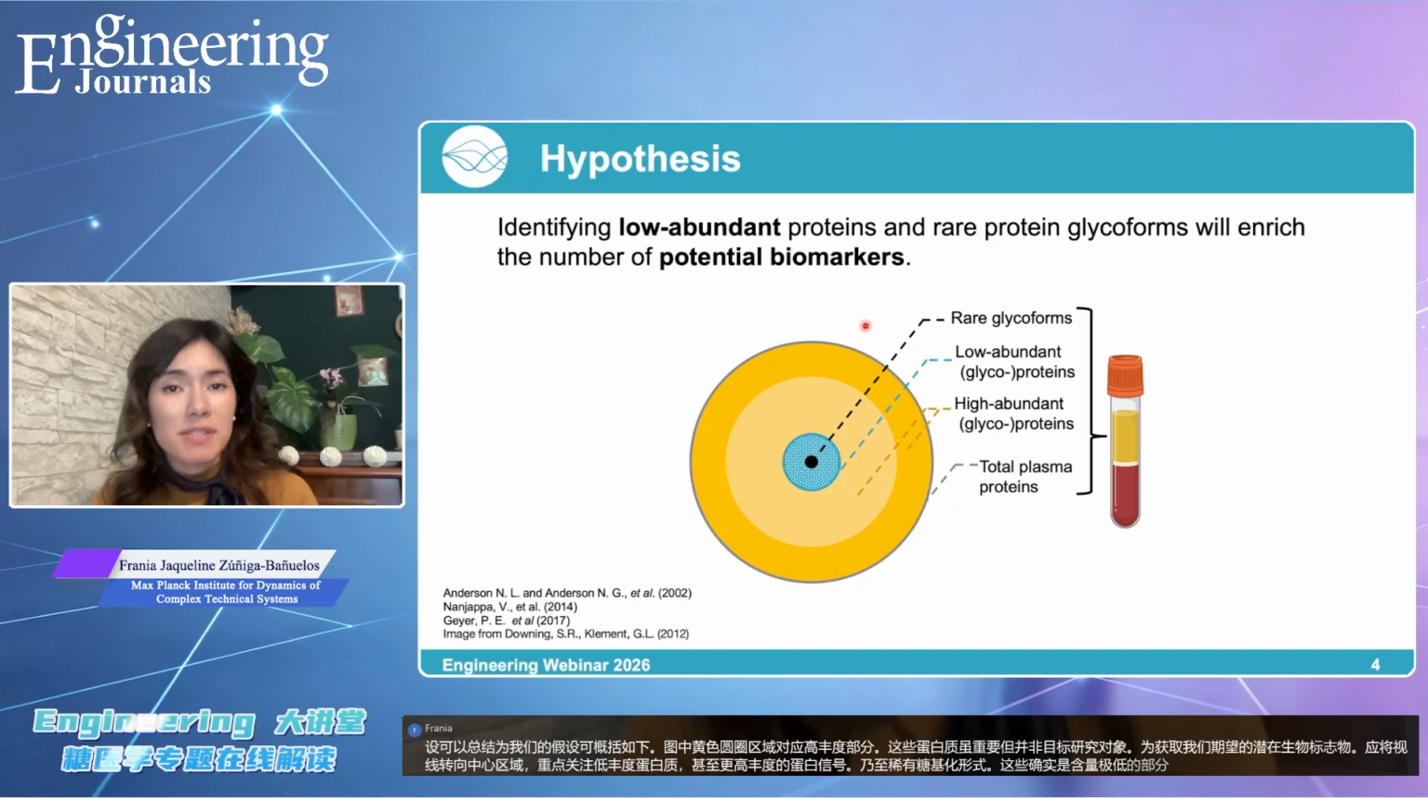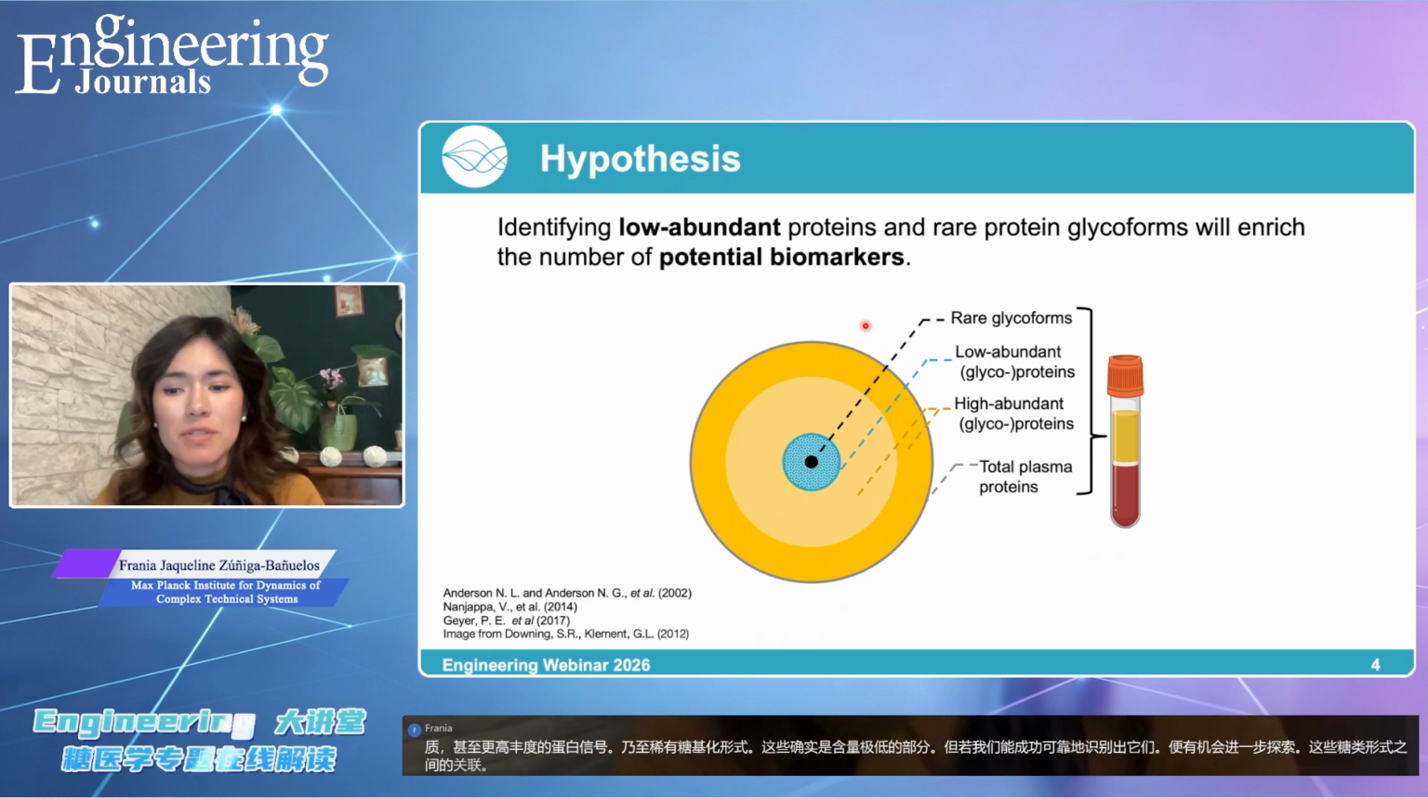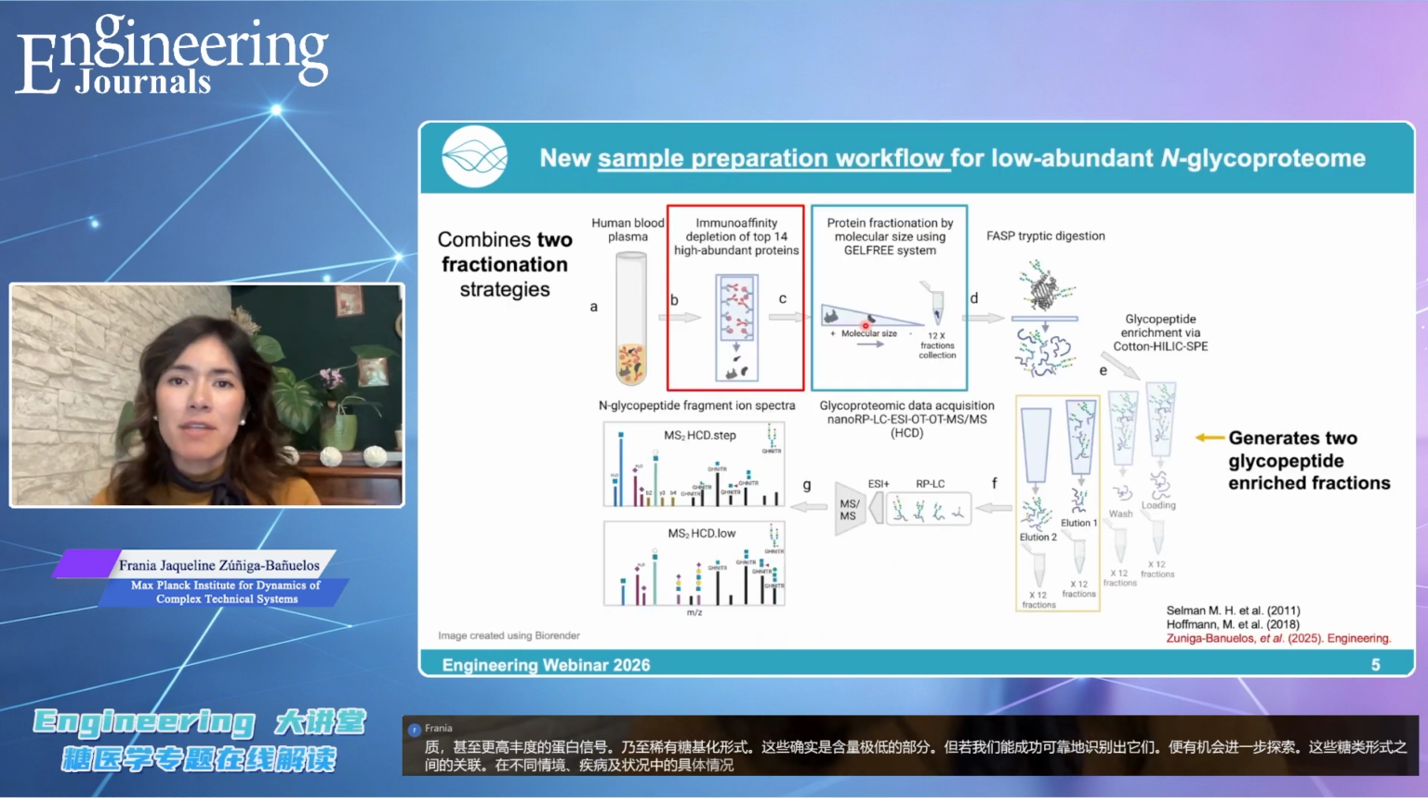But if we have success in robustly identifying them, we can offer a chance to explore the association of these glycoforms in different contexts, diseases, and conditions. So let's have a look at the sample preparation workflow.